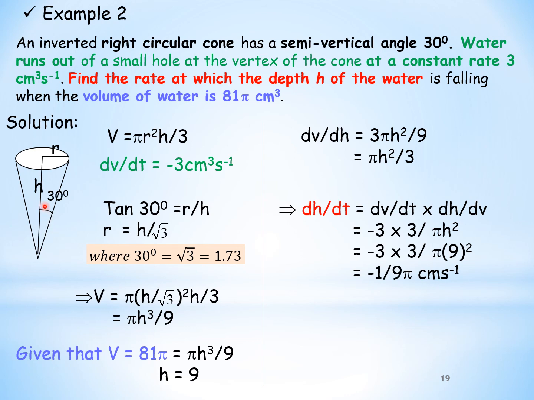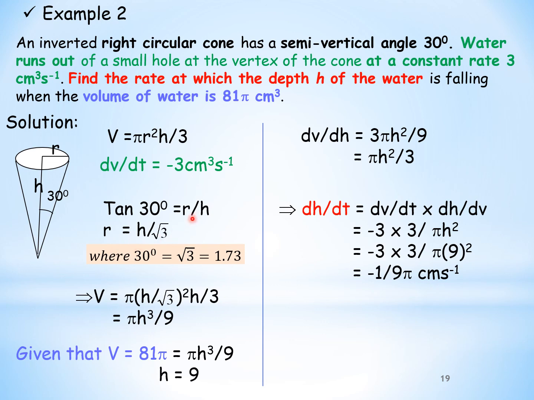Tangent means opposite divided by adjacent. Tangent bermaksud bertentangan bahagi dengan bersebelahan. Your bertentangan or your opposite is r, adjacent is h. That's why you get this. Tangent 30 degrees equal to r over h. Where your r equal to h.